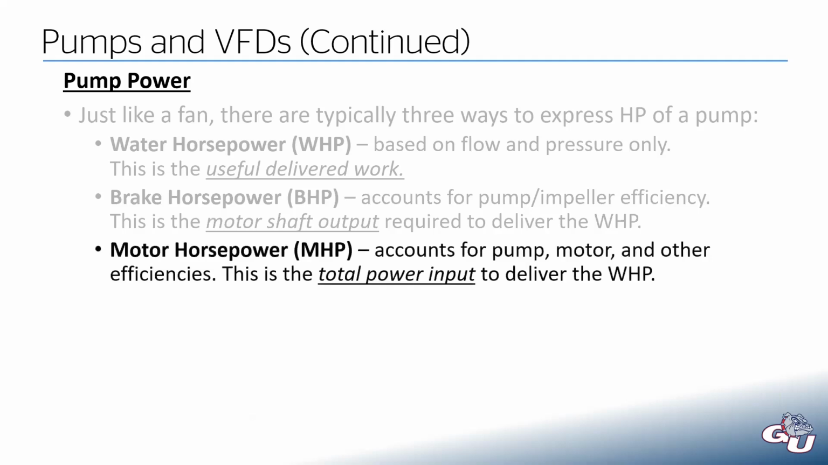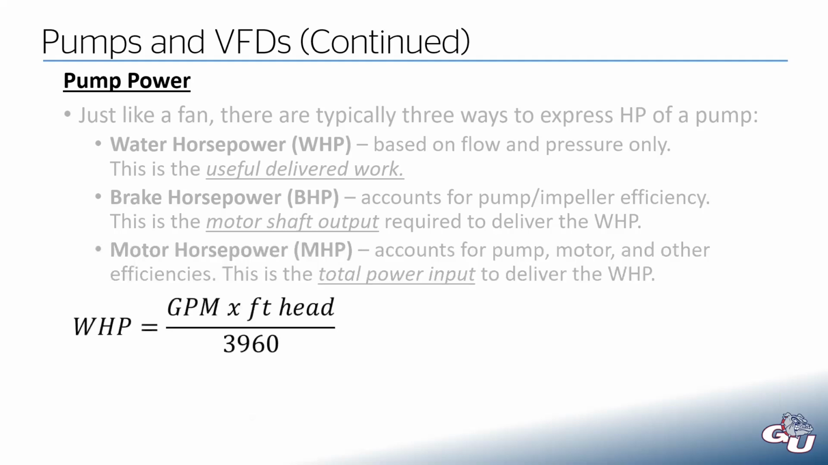And then we have motor horsepower, which accounts for the pump inefficiency, the motor inefficiency, and anything else. So if we had a VFD on our pump, that would be another efficiency that we'd need to plug in here. Or if we had a belt drive system, belts have losses as well. Motor horsepower is the total power input to deliver that water horsepower. So again, that water horsepower is the job of the pump. That's what we need at the outlet.